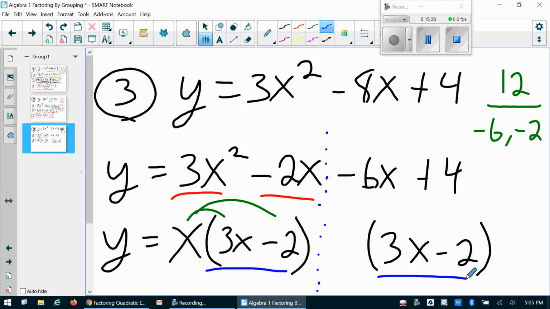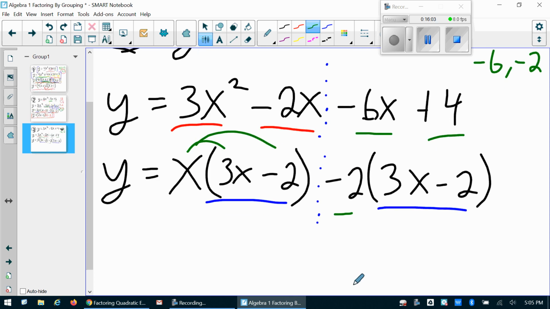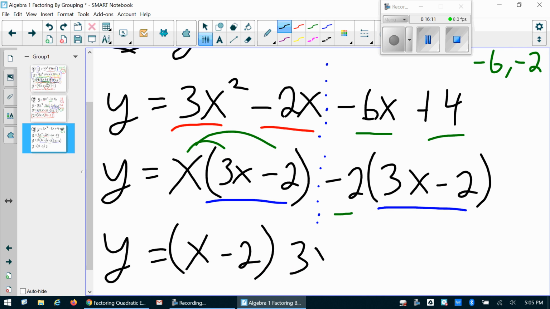What do I have to divide by to make this happen? This is another tricky spot. I have to divide negative 6x by negative 2 to get that 3x to show up. And you can check. Negative 6x over negative 2 is positive 3x, and then 4 divided by negative 2 is negative 2. Okay. Last step. Put the x minus 2 for the x and the negative 2 together, all times quantity 3x minus 2.